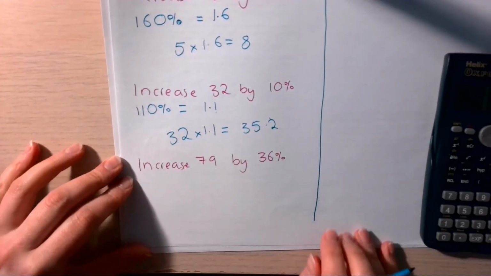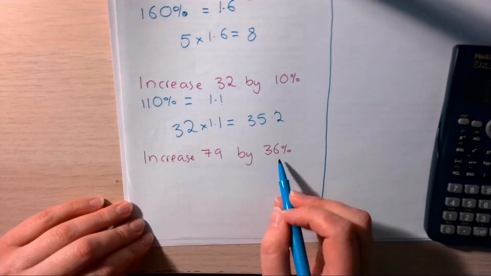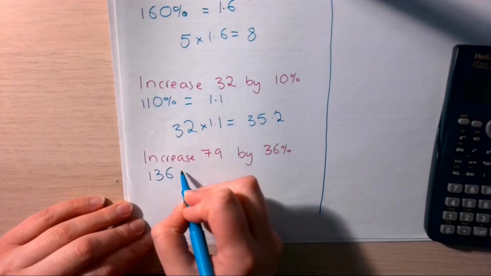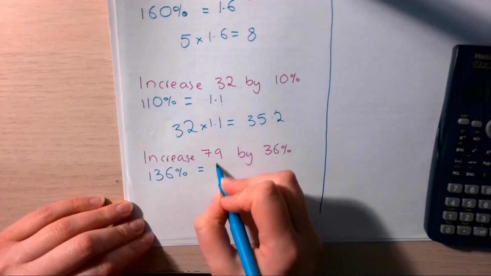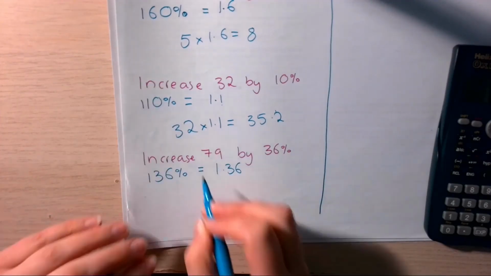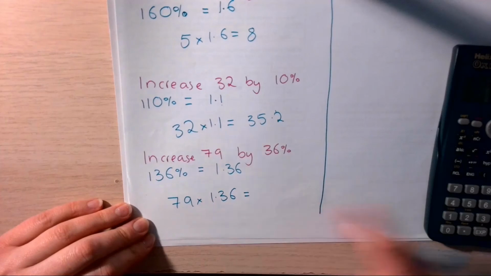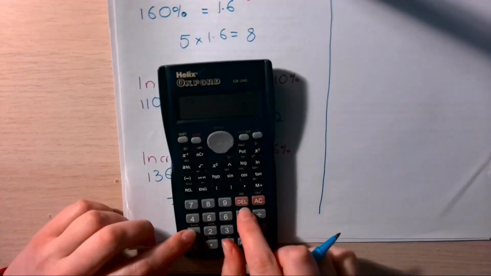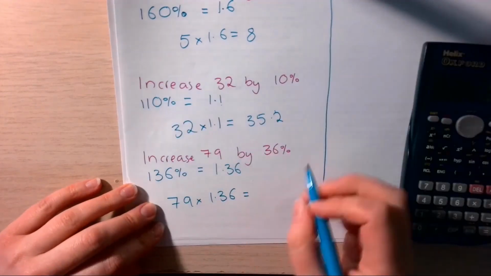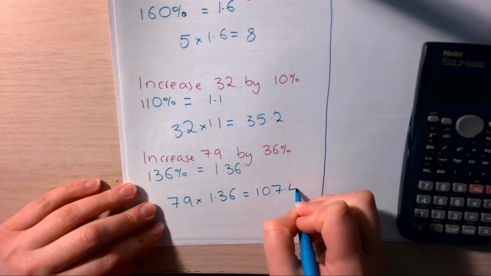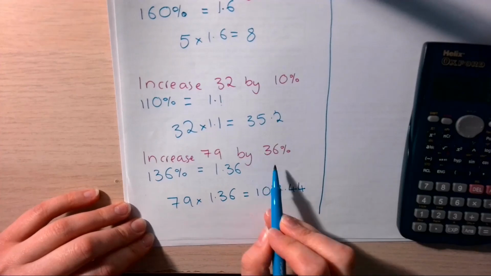Increase 79 by 36%. So this time we're looking for 136%. Okay, that's what we want to find out, 136%. As a multiplier, as a decimal, that gives us 1.36. So we do 79 multiplied by 1.36, which is 107.44, which, yeah, again, seems quite reasonable. We're going up by about a third, so yeah.